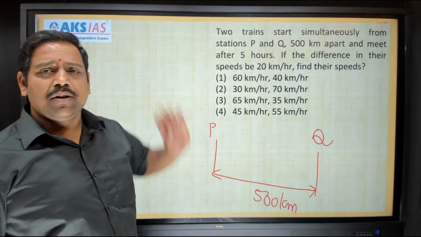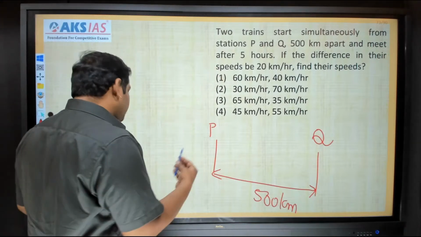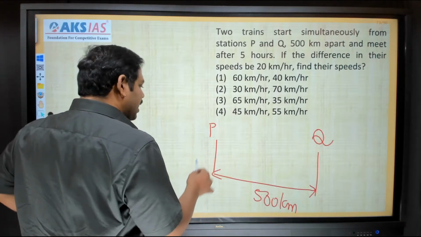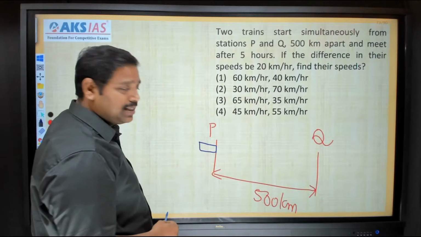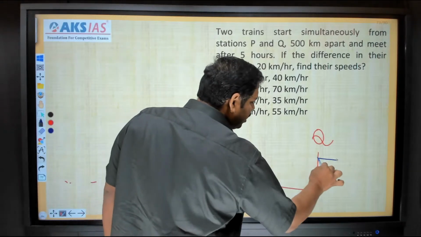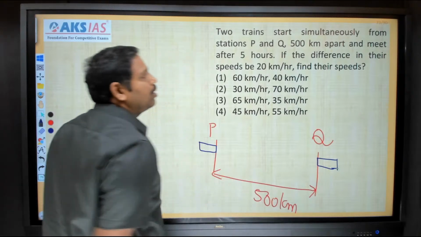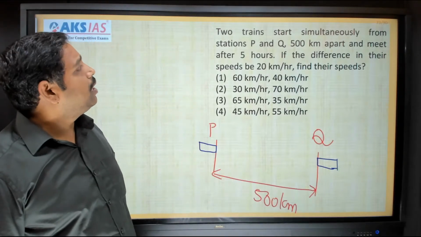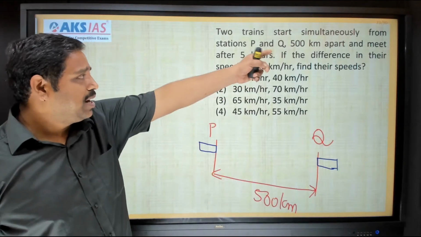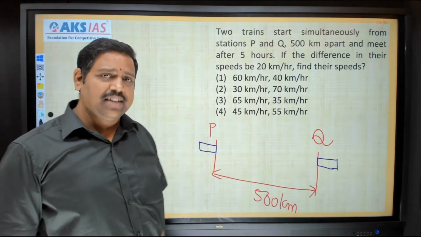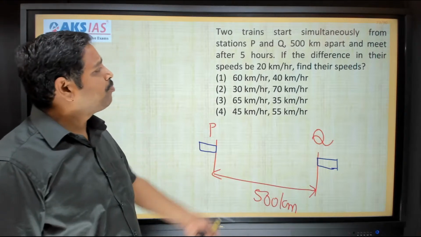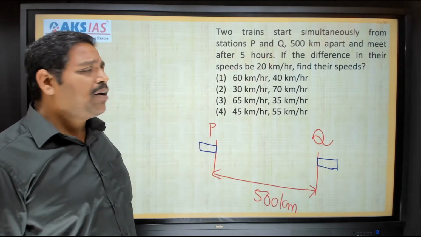They meet after 5 hours. If you want to draw it as a diagram, the train started from P, it has emerged like this, and another train started here, it emerged like this. Two trains start simultaneously. Simultaneously is very important, because if you want to use the relative speed, they should start simultaneously. So after 5 hours they met.